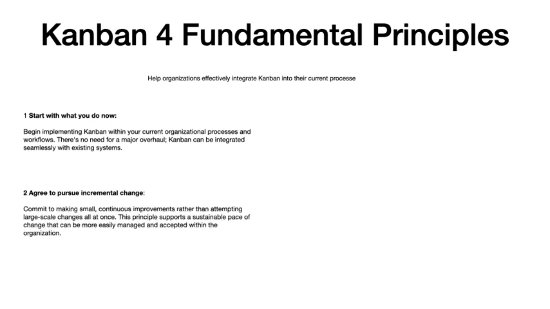Next, agree to pursue incremental change. Kanban promotes the idea of making small, manageable changes rather than attempting large-scale transformations all at once. This principle supports the notion that continuous, incremental improvement is more sustainable and less disruptive. It allows organizations to gradually adopt new practices and adapt to them over time, minimizing the risk associated with change.